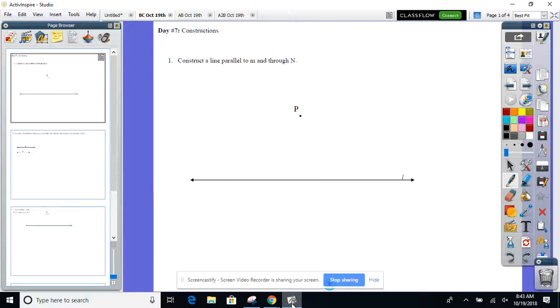What unit are we in? Oh, thank you. What's the name of the unit? Parallel and perpendicular lines, and that is what we're going to construct today.